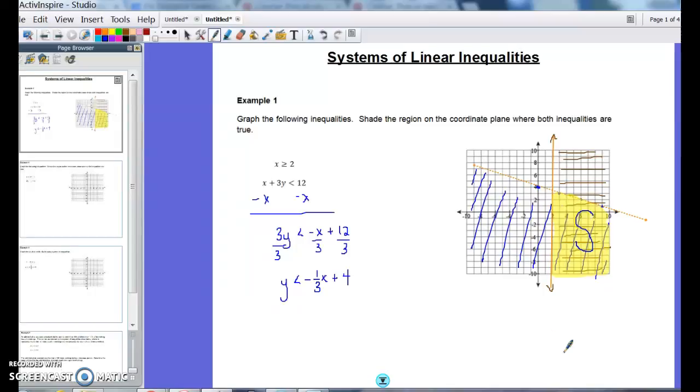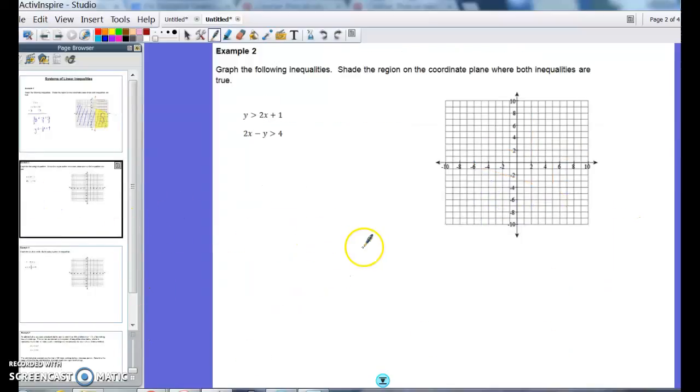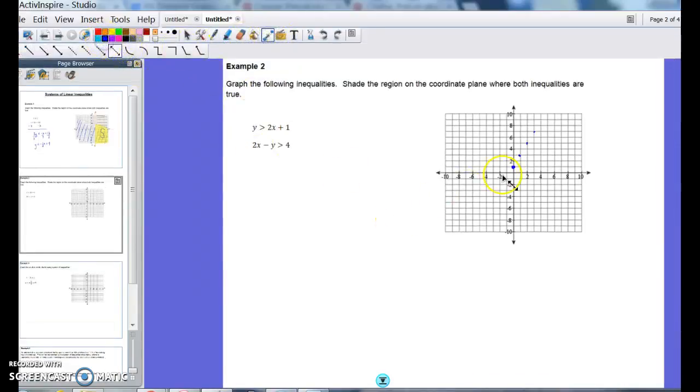We're going to do a couple more problems. In this second example, same idea. Our first inequality is already in the right form to go ahead and do that. So I start at 1. My slope is 2, which means I go up 2 and over 1, up 2 over 1. Because it's just greater than, my line would be a dotted line. So here's my dotted line.